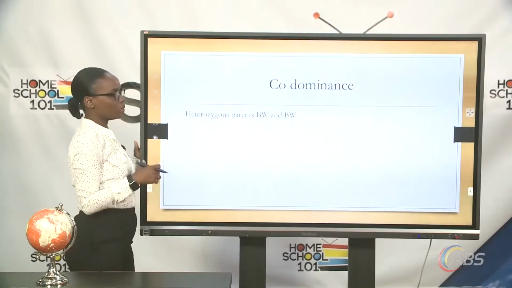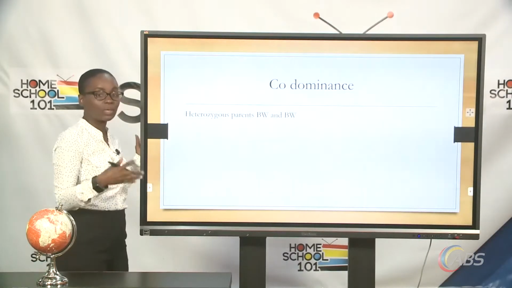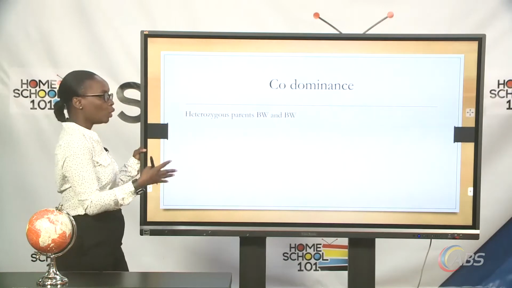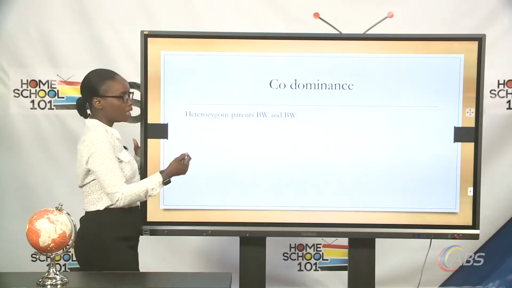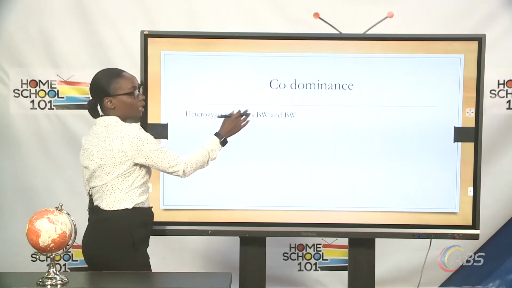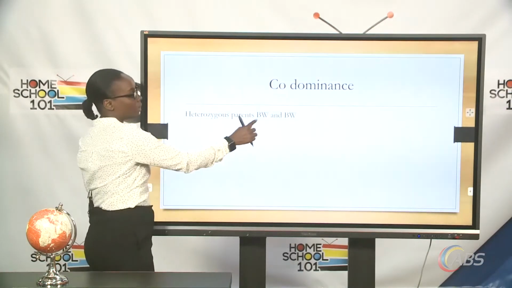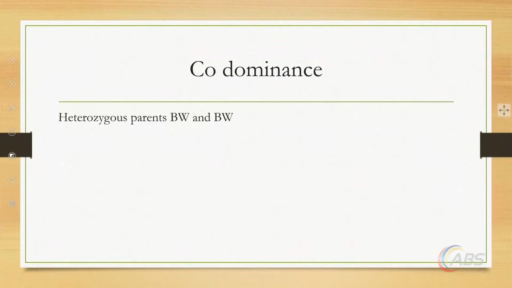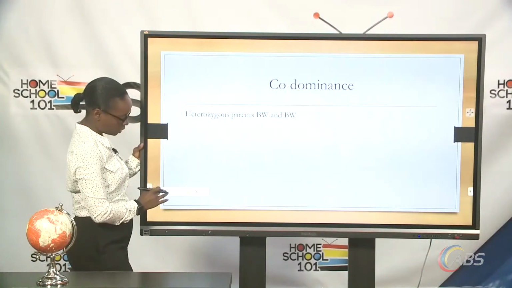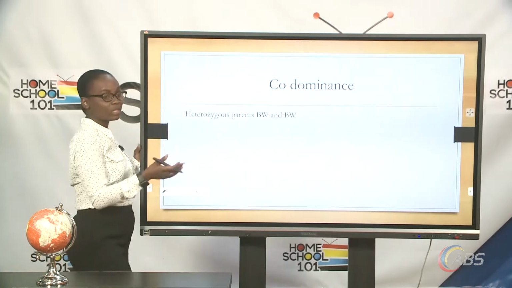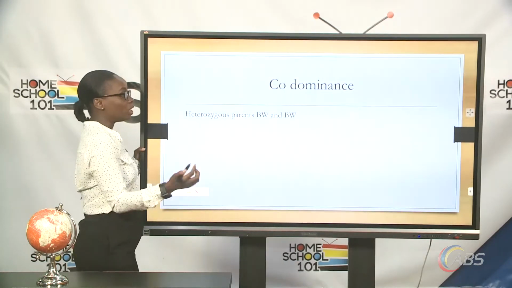Now we can also look at the heterozygous. So their parents could be heterozygous, meaning that they contain both of the alleles. They contain the black and they also contain the white. And we can do the same with that in terms of using the Punnett square to illustrate the offspring's genotypes.